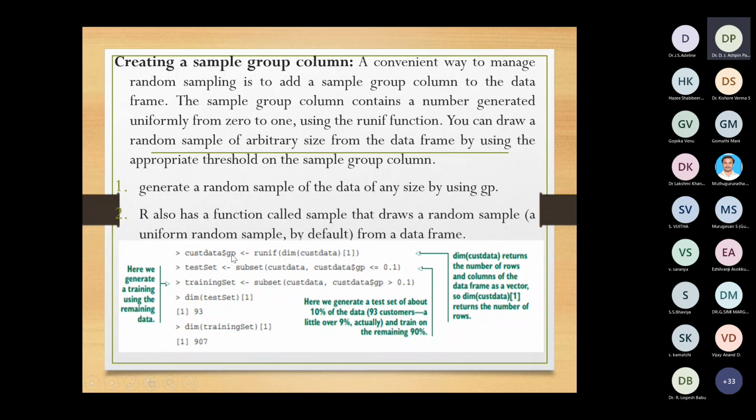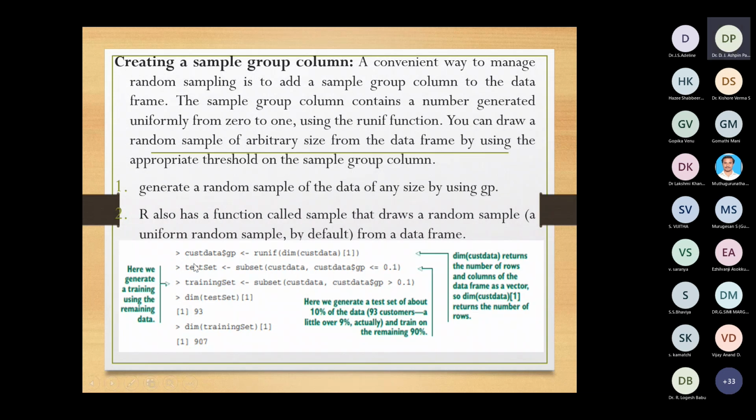So here we are splitting the customer data. You see runif of dim customer data of 1, which means it returns the number of rows. Here we are taking 10% of the data for testing. All right, you can use GP to take a random sample of the data. Right, GP is used here.